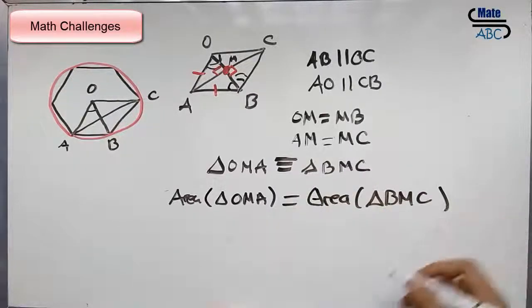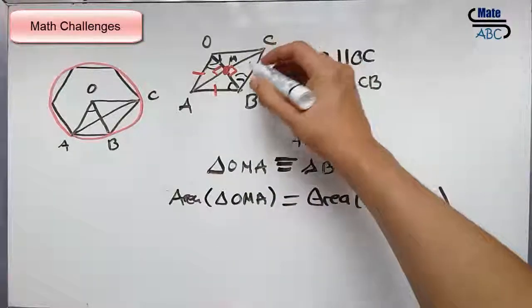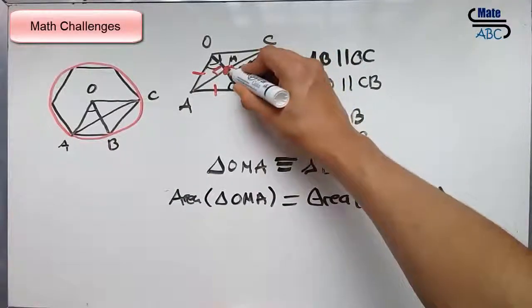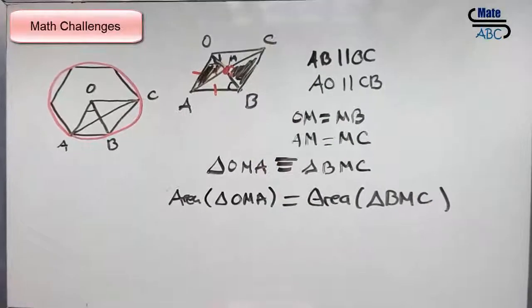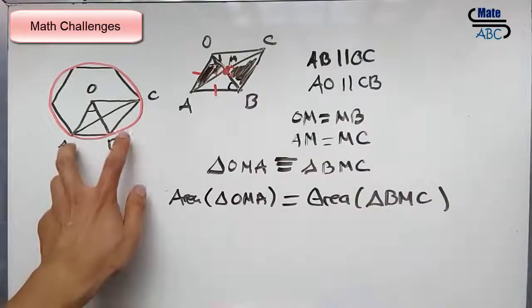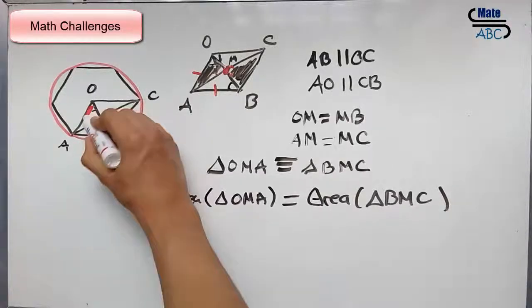So what does it mean? Well, it means that this area equals to this. So the question to the problem says that find the area of a triangle ABC equals to find the area of this triangle AOB.